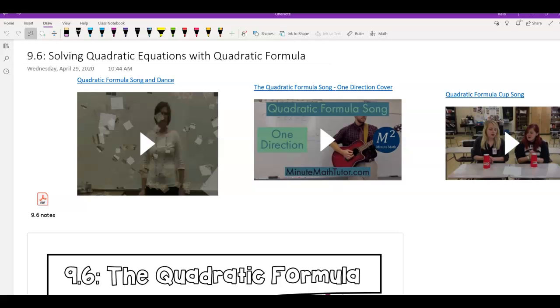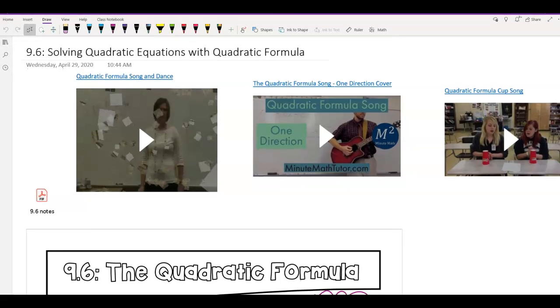So, the quadratic formula is something you're going to need to memorize. I've given you a couple of options here of songs to help you remember it. Probably the middle one's my favorite, but you can use whichever one you want. And really, we're just looking to memorize the actual formula. Some of them have extra stuff on them, and that's fine. But you do need to memorize the quadratic formula and have that in the back of your mind every single time.